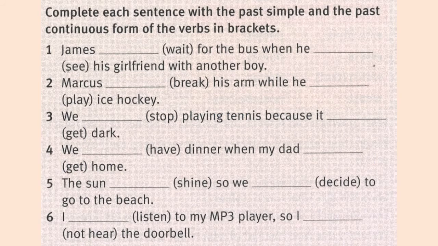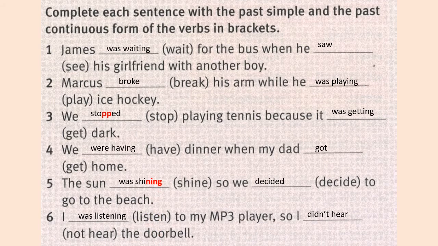In this task, you have to complete each sentence with the past simple and the past continuous form of the verb in brackets, and then we'll check together. Sentence number 1. James was waiting for the bus when he saw his girlfriend with another boy. This action, James was waiting, got interrupted by another past action, which is in the past simple. And the same principle applies to all of these sentences. So the action which gets interrupted has to be in the past continuous form, and the action which interrupts it has to be in the past simple form.